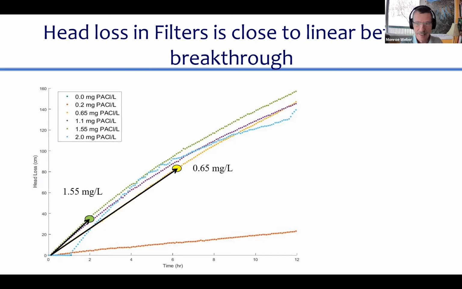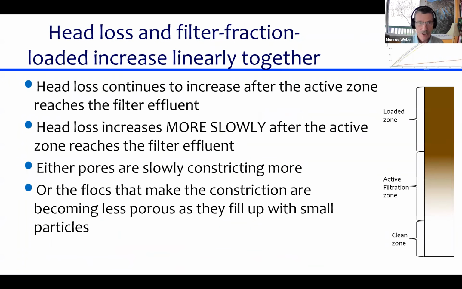It's linear. It's beautiful when it's linear, and it means this is data that is begging us to figure it out, right? There's something happening here that's interesting. So here's what I think is happening. Head loss is directly related to what fraction of the filter is already full, meaning that the pore constrictions in that part of the filter are already as small as they're going to get.